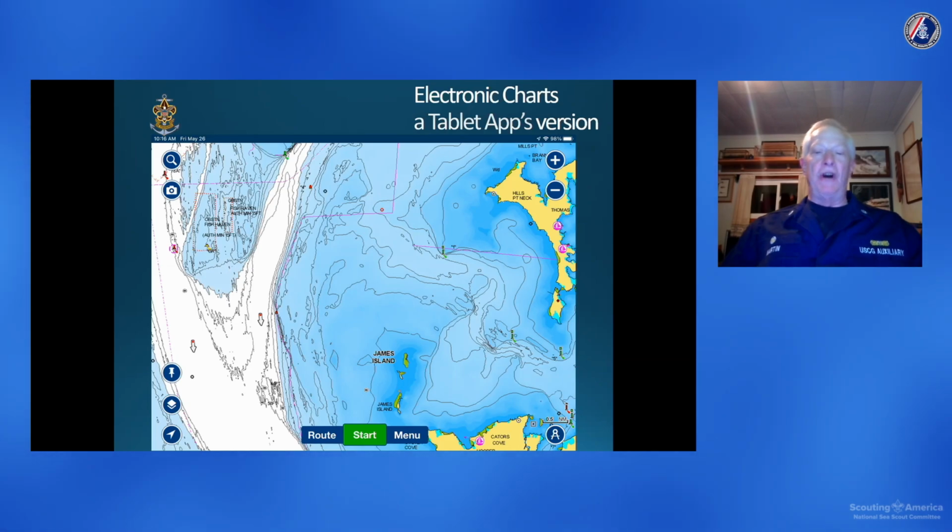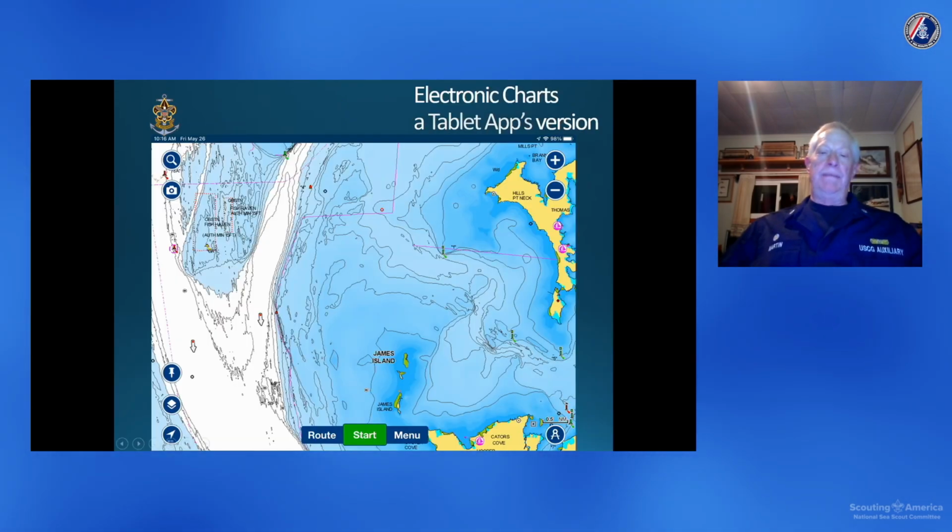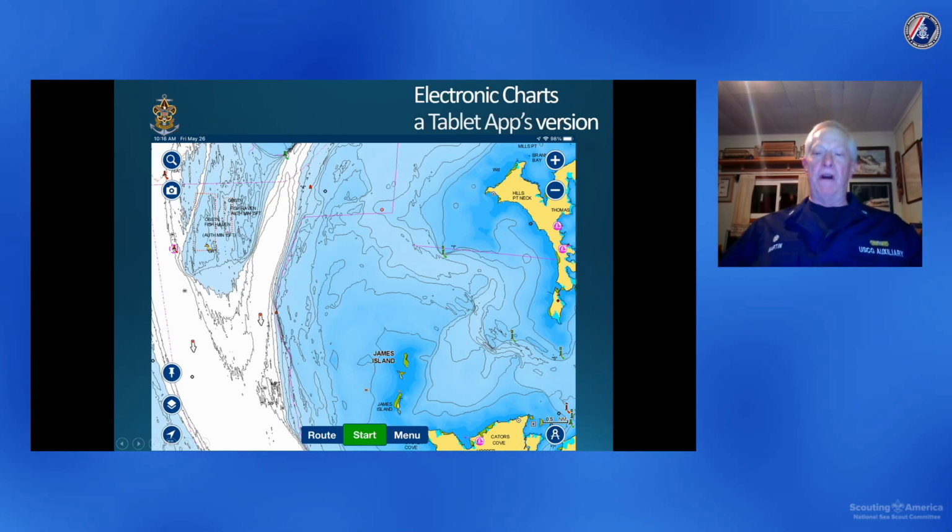Just another look at a different application. This one just happens to be a Garmin chart. I personally prefer Garmin, but you may prefer Raymarine. This one is Raymarine. That's their ENC on a multifunctional display. This one is, like I said, a Garmin, and that is from a tablet. That is not from a laptop or from a multifunctional display.